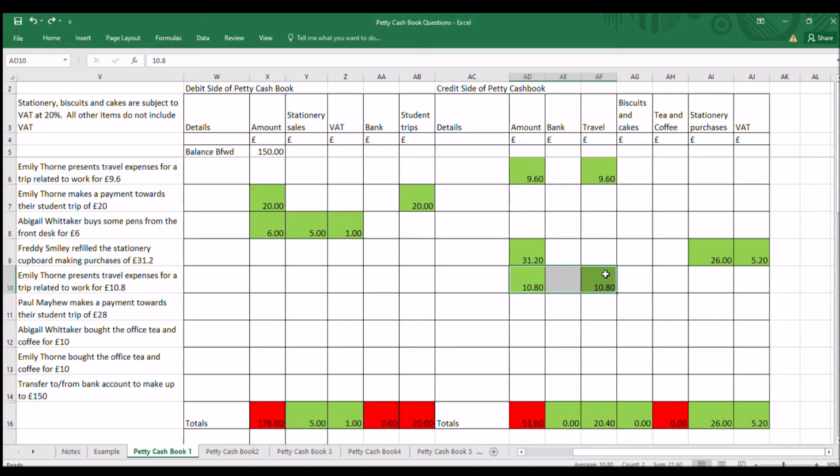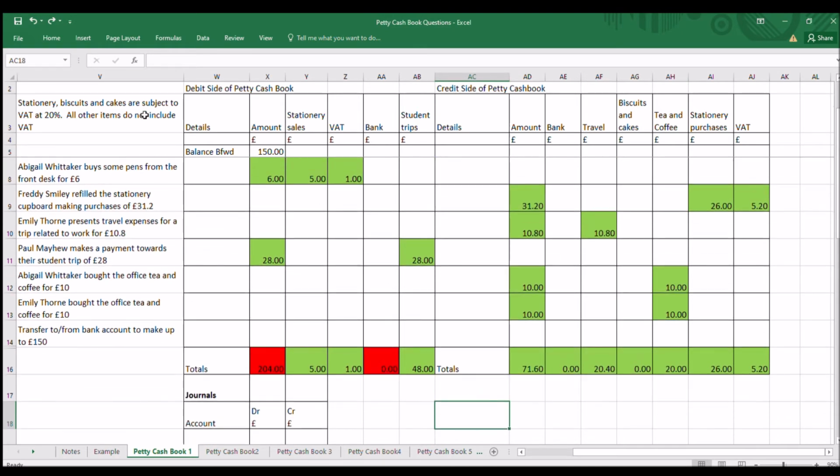You'll notice as well, in addition to putting this figure into the actual column, we're putting it also in the totals column. That gives us a good check at the end to make sure they're all balanced. Then Paul Mayhew's one, in terms of his payment towards his student trip, there's £28 going in there. And then the purchase of the tea, which wasn't vatable, so tea going in there. No VAT on this one. There is biscuits and cakes, but we haven't seen a biscuit and cake yet. And then there's another purchase of £10. We do that, and then we add up all of our amounts, including the brought forward figure.